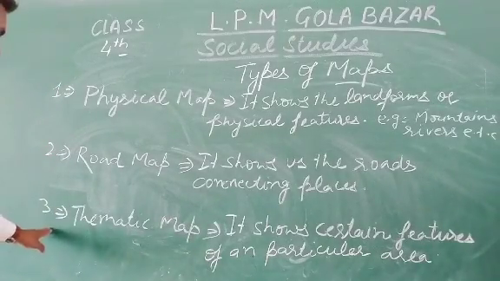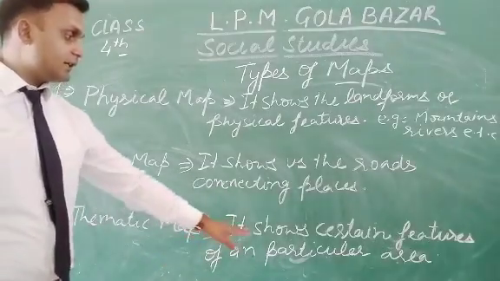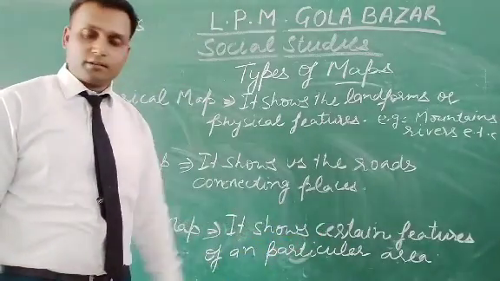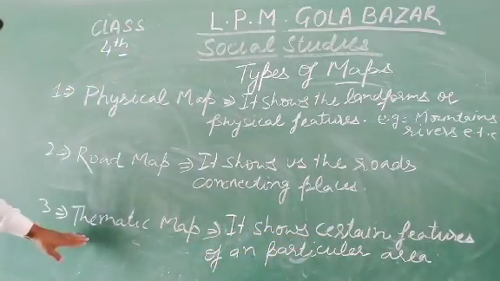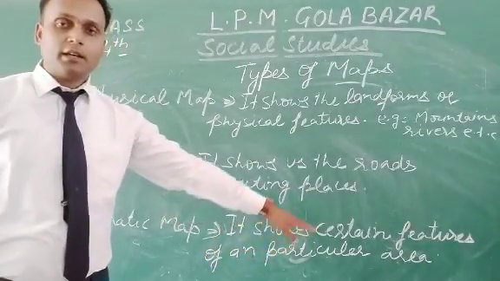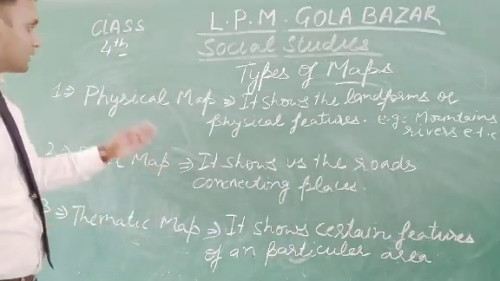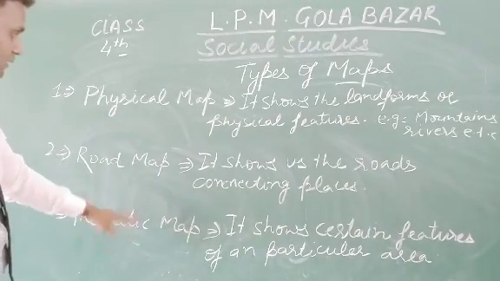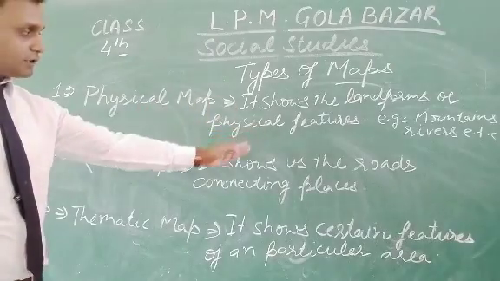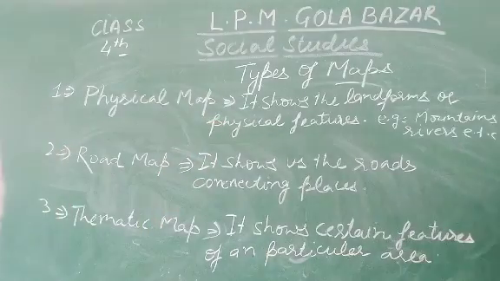Now come to the third point, thematic map. What is a thematic map? It shows certain features of a particular area. Now you can write these points, three types of maps, in your notebook, along with the differences between these three maps, and you can learn it.